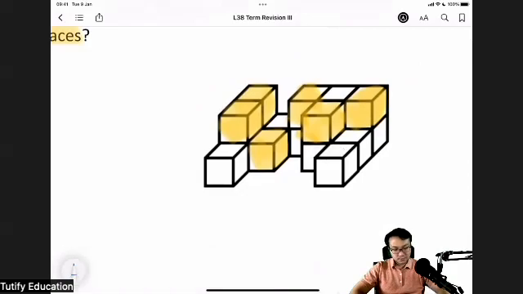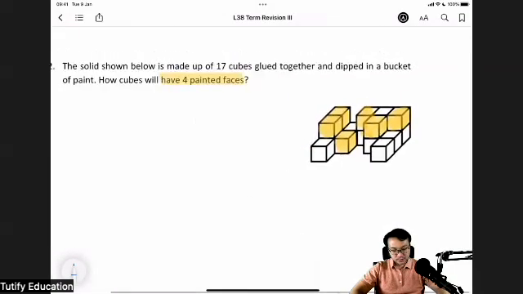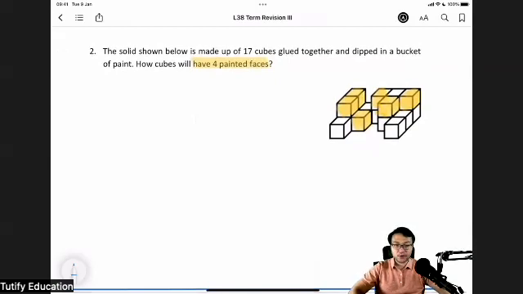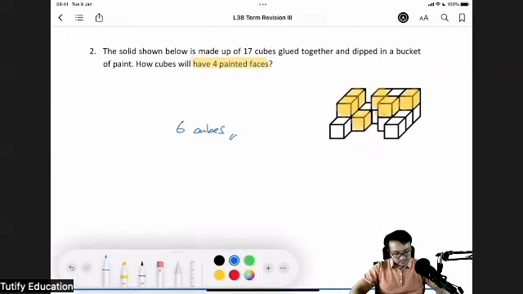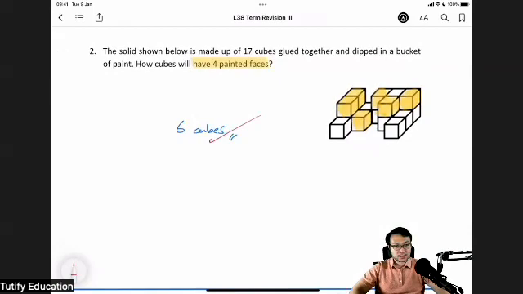No. Well done, Kate. So altogether, how many cubes would have 4 faces painted? What's the answer? 6 cubes. Yes. Thank you, Kate. Well done. So students, do you have any questions about this?